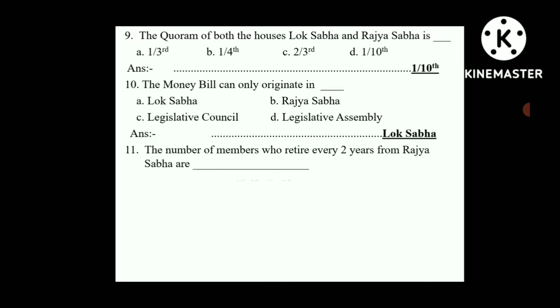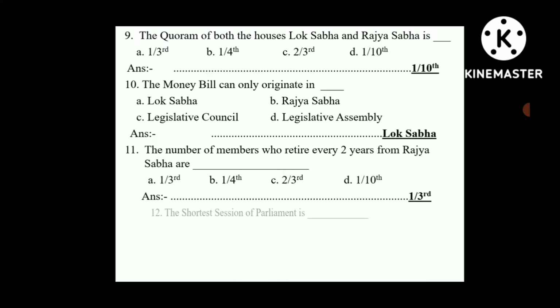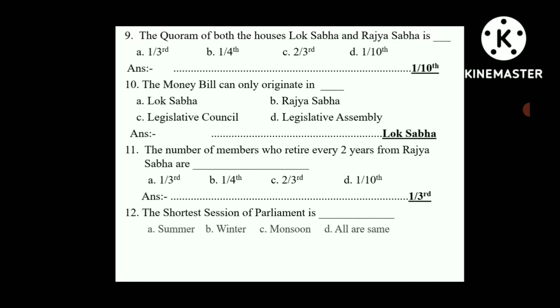Number 11, the number of members who retire every 2 years from Rajya Sabha are. This means how many members of Rajya Sabha retire every 2 years. Is it 1/3, 1/4, 2/3 or 1/10? It is 1/3. The shortest session of parliament is summer, winter, monsoon, or all are same. The shortest session of parliament is of course the winter session.